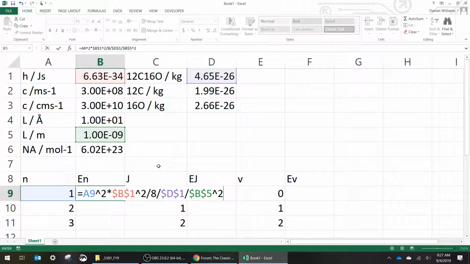Let me show you also, in Excel you can get crazy with parentheses and make life difficult. So I've got n squared times h squared divided by 8 divided by m divided by l squared. You don't need parentheses. If it's just multiplication and division, you can do this in any order. In fact, I could have said n squared divided by 8 times h squared. You can do it in any order, because division and multiplication are commutative.